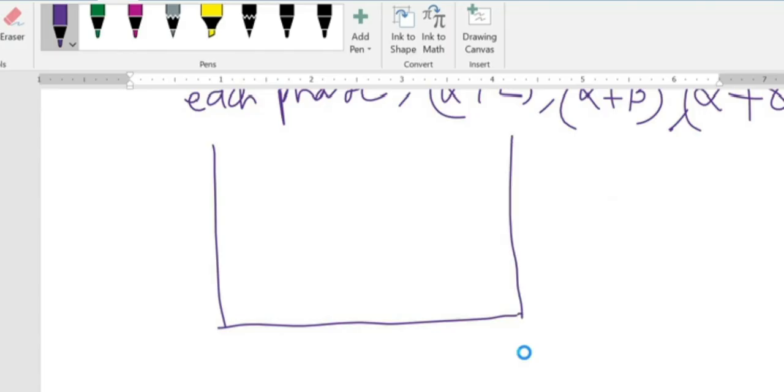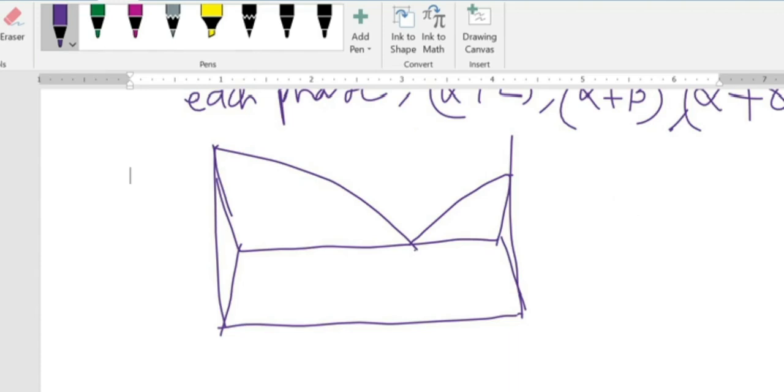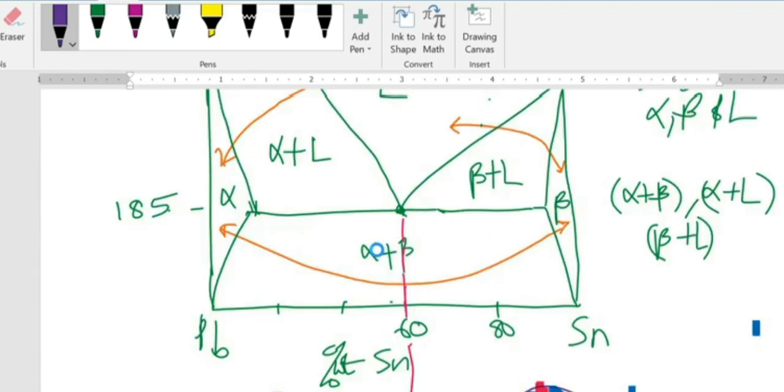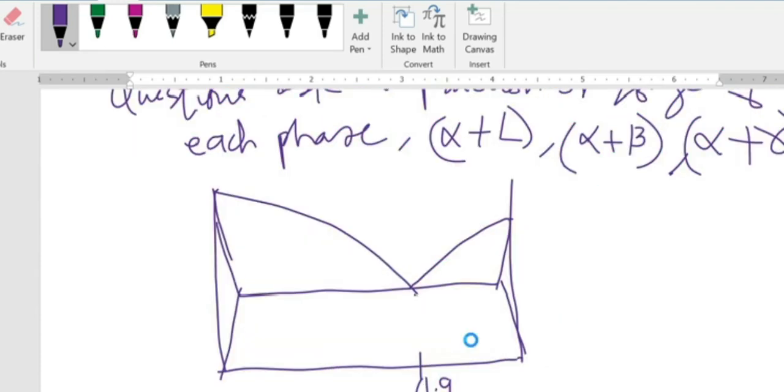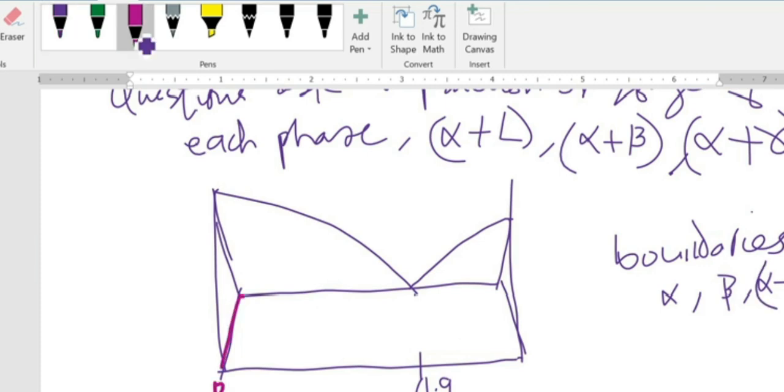Already we have, so don't worry, here is our lead-tin diagram. So remember, the first thing you have to do is identify your boundaries. Boundaries are very important. You are going to be working on boundaries, right? Either the alpha, beta, and alpha plus beta boundary. This is the alpha boundary. This is the beta boundary.